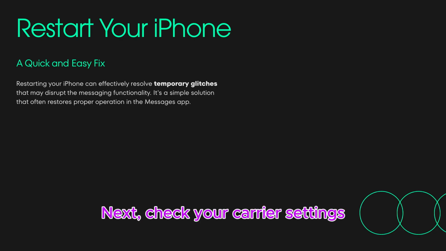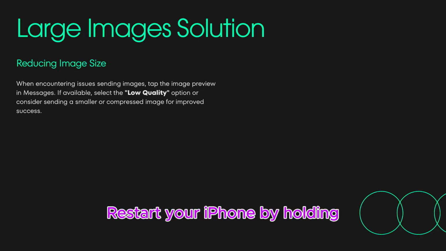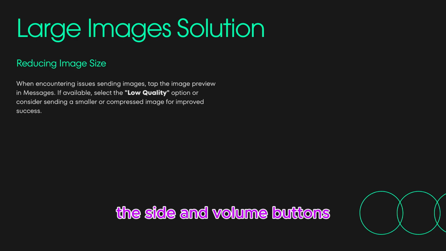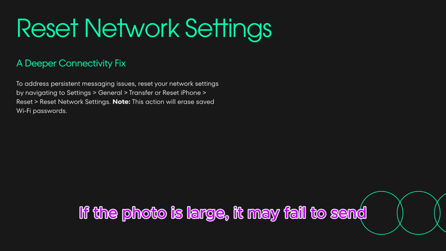Next, check your carrier settings. Go to Settings General About. If a carrier update is available, a prompt will appear. Restart your iPhone by holding the side and volume buttons, then sliding to power off. Turn it back on. If the photo is large, it may fail to send.